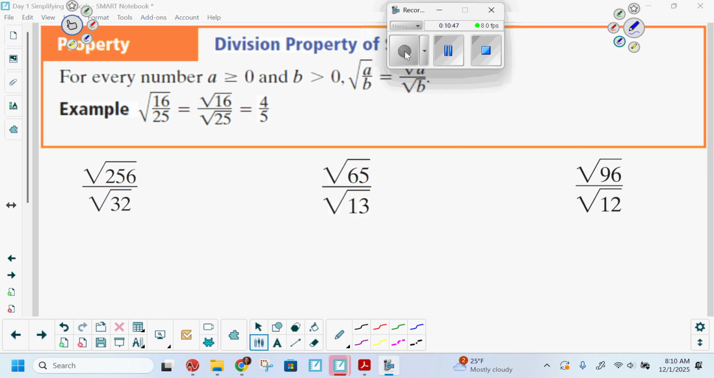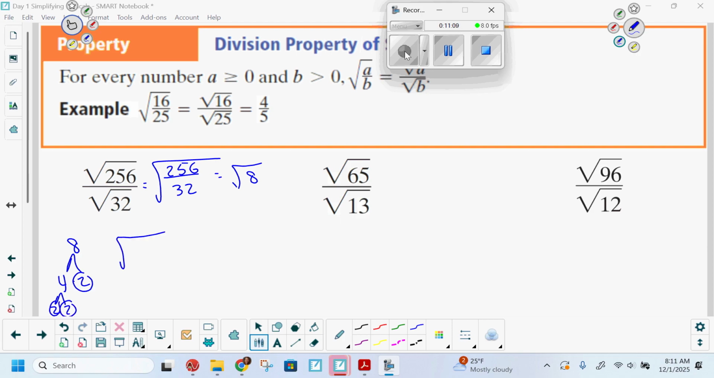So radical 256 divided by radical 32 is the same as the square root of 256 over 32. And when I divide those, I get radical 8. But now we have to make sure we simplify, and that's what we just did. So if I take 8 and I break it down, I get 4 times 2, and then 2 times 2. So I have 2 squared times 2, which is 2 radical 2.